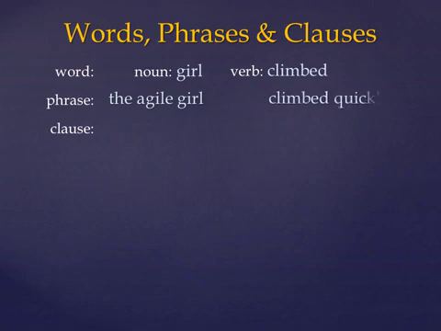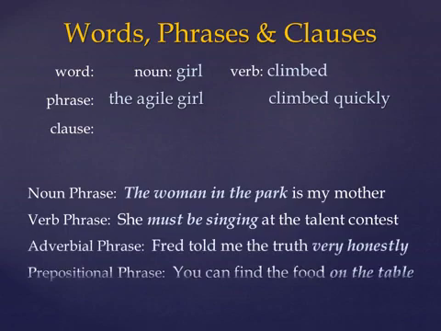Likewise, we can add auxiliaries or adverbs to a verb to make a verb phrase. So we can see that phrases can be classed as noun phrases, verb phrases, adverbial phrases, or prepositional phrases, depending on how they act in the sentence.